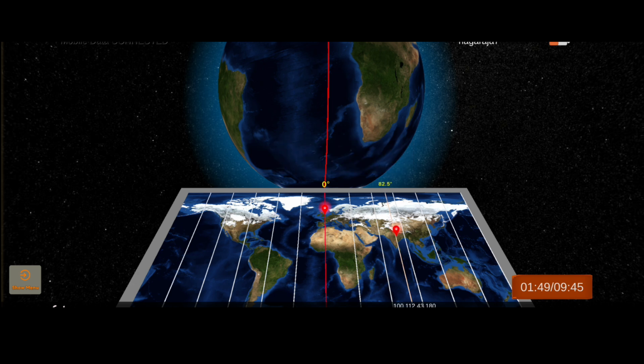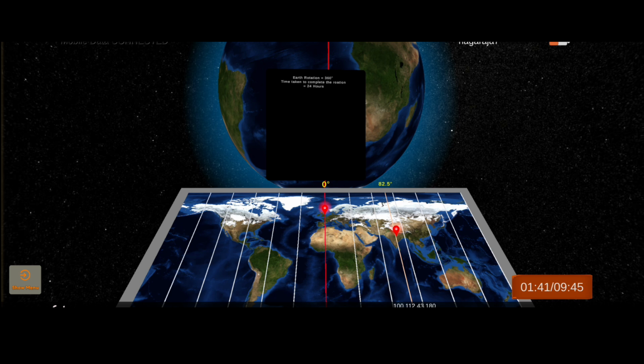For example, let's consider India, which is located at approximately 82.5 degrees east longitude. Before calculating the time difference, we need to consider that the Earth completes a full rotation of 360 degrees in approximately 24 hours. If we divide 360 degrees by 24 hours, we get 15 degrees per hour. This means that the Earth rotates approximately 15 degrees per hour.